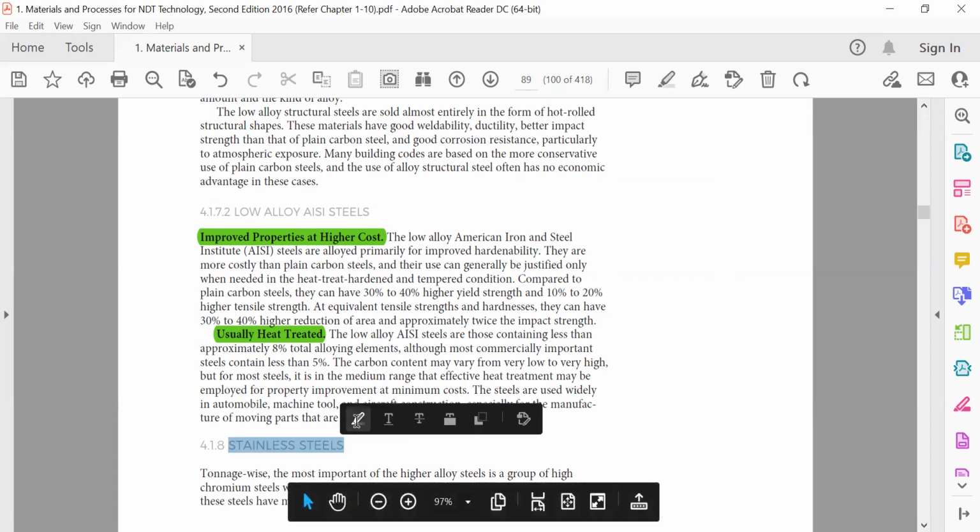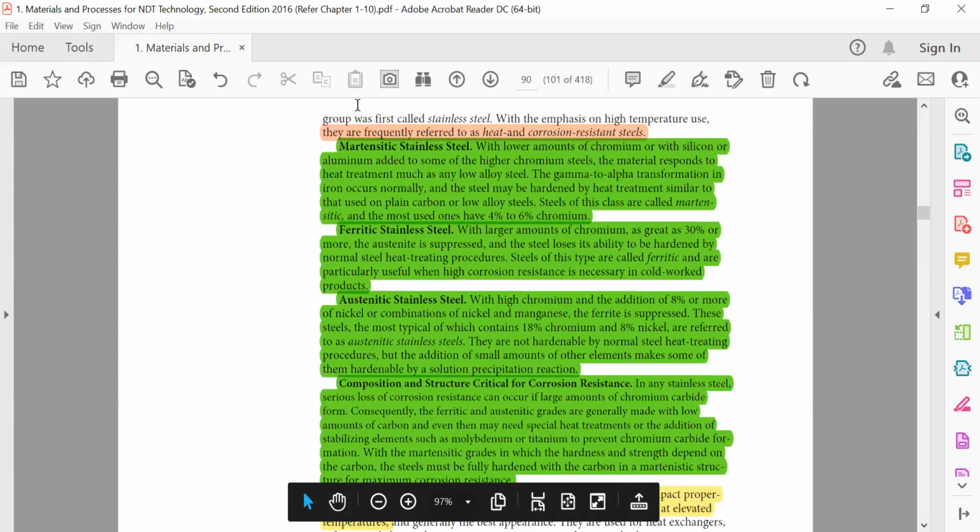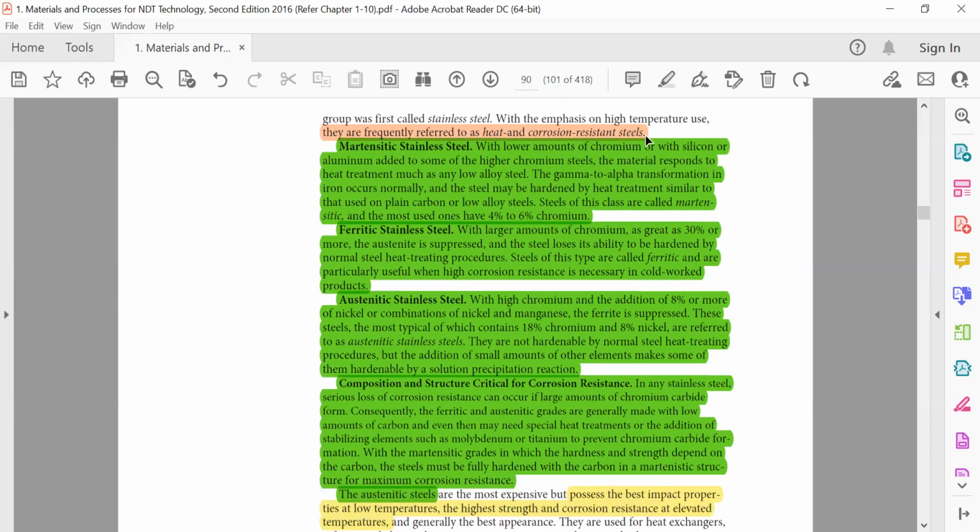Stainless steels. They are frequently referred to as heat and corrosion resistant steels. First, martensitic stainless steel, with lower amounts of chromium, or with silicon or aluminium added to some of the higher chromium steels. The material responds to heat treatment much as any low alloy steel. The gamma to alpha transformation in iron occurs normally, and this steel may be hardened by heat treatment similar to that used for plain carbon or low alloy steels. Steels of this class are called martensitic, and the most used ones have 4% to 6% chromium. These are magnetic.